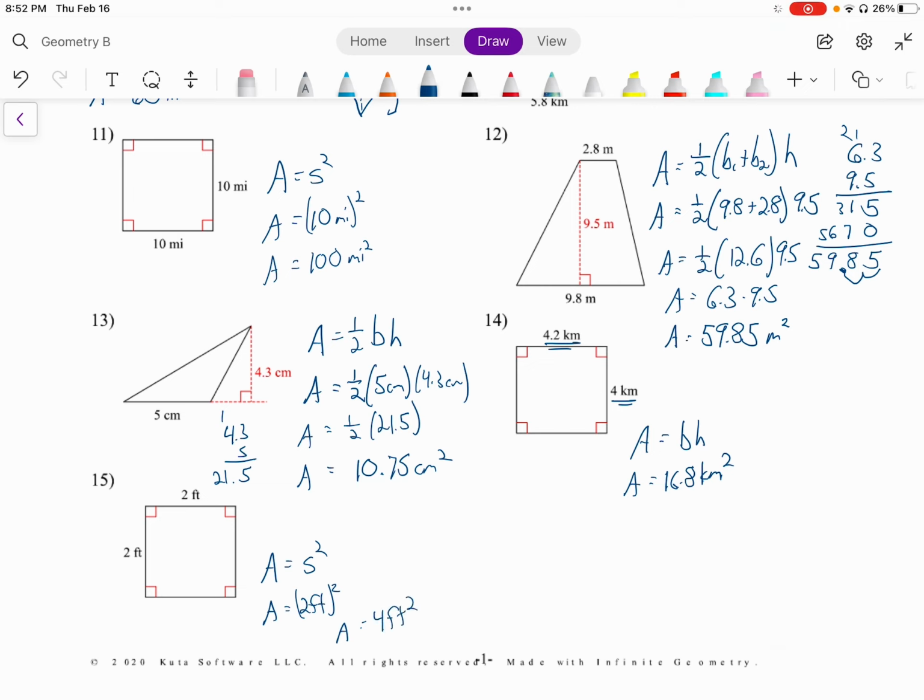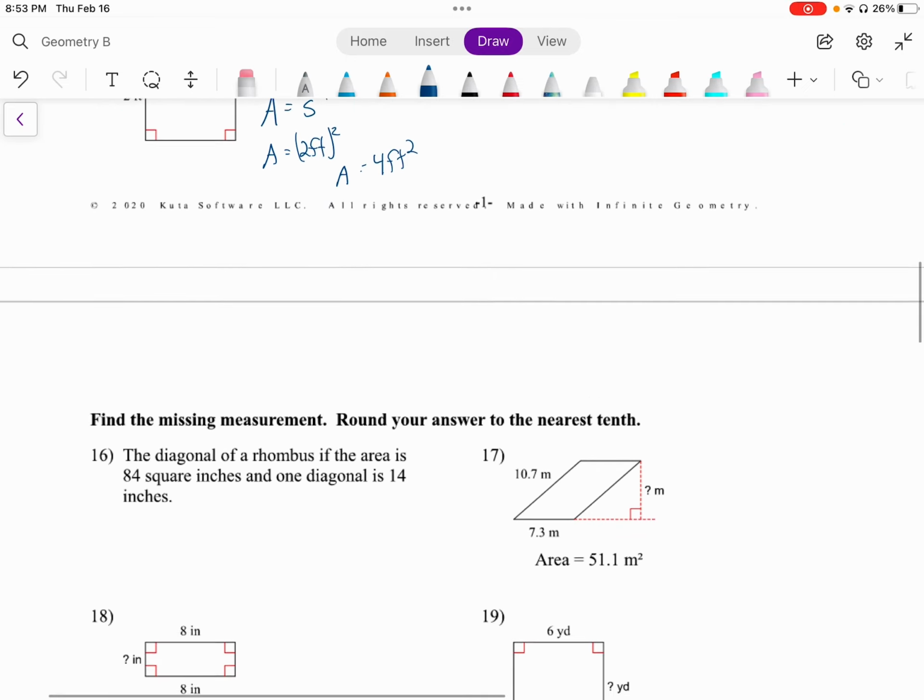So for those, you're just finding area. Make sure you know your area formulas. Plug the numbers in and do the computation, like do the multiplying. You can use a calculator to find those things. On to the next page.